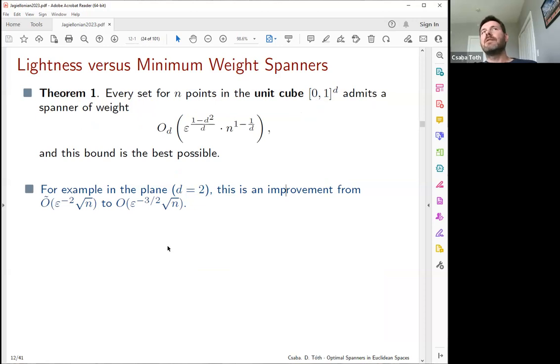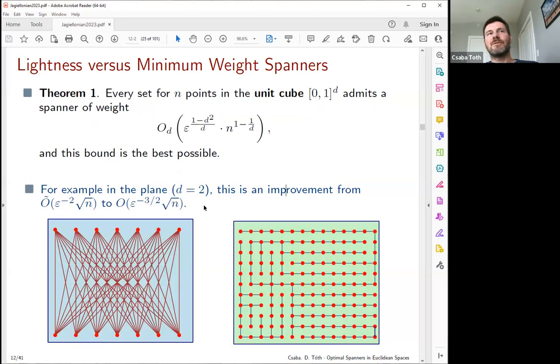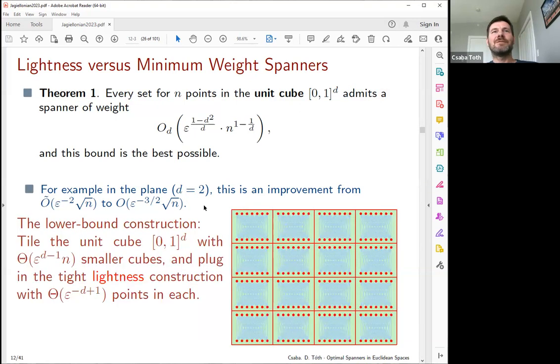The improvement is only in the exponent of epsilon. The dependence on n is the same. And it's also clear that the improvement gets smaller as the dimension increases. So the biggest improvement is in 2 dimensions, from epsilon to the -2 to the -3/2. But the nice thing is that this bound is optimal. I can show the lower bound construction. That's just a combination of the 2 lower bounds. So that's the easy part.